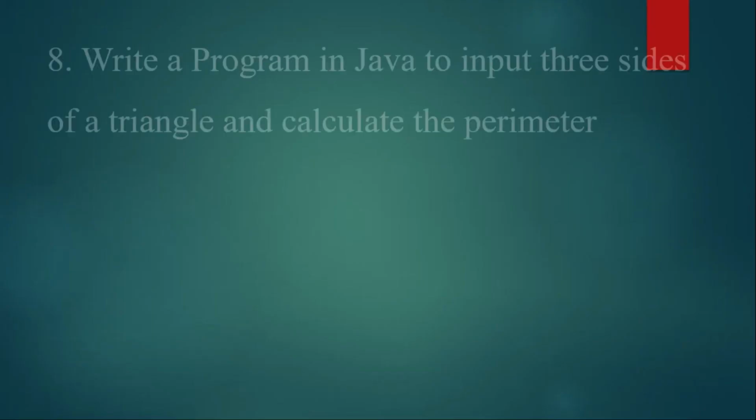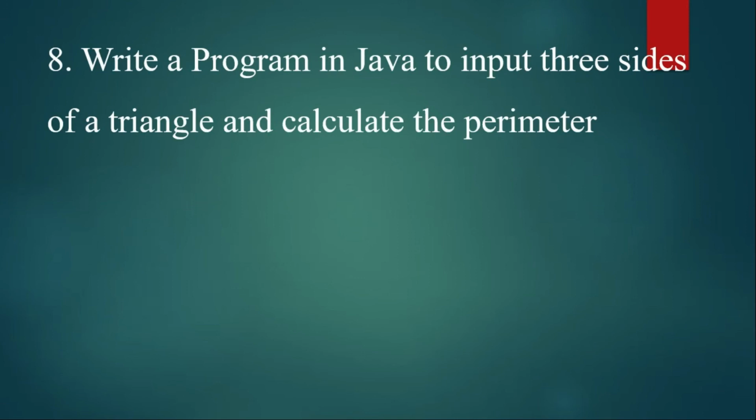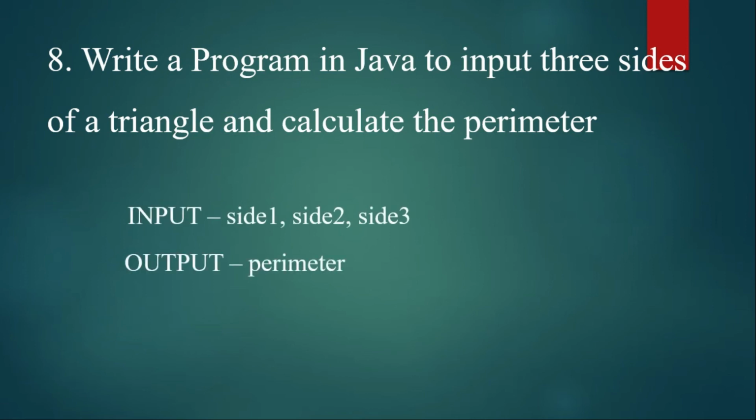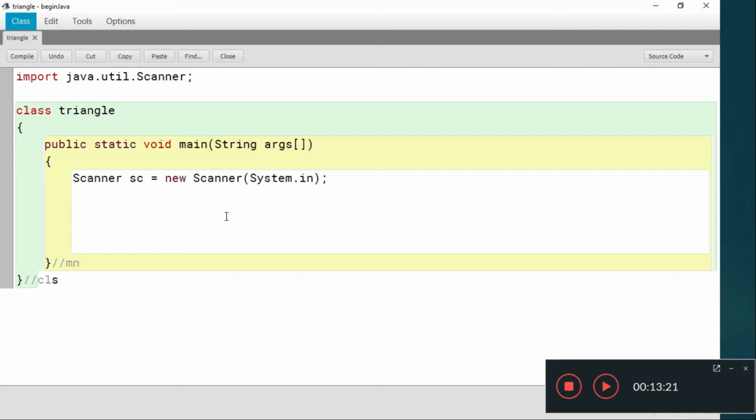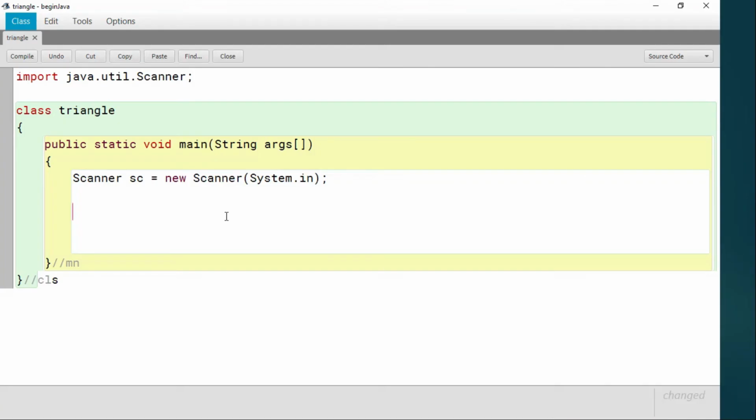For the next program, write a program in Java to input 3 sides of a triangle and calculate the perimeter. So the input are the 3 sides, side 1, side 2 and side 3. The output is the perimeter. For the calculation, perimeter equals side 1 plus side 2 plus side 3. We have created the class Triangle for the program. We are using the Scanner class. Let's declare the variables. We are using integer values, so int a, b and c for the sides and peri for the perimeter.